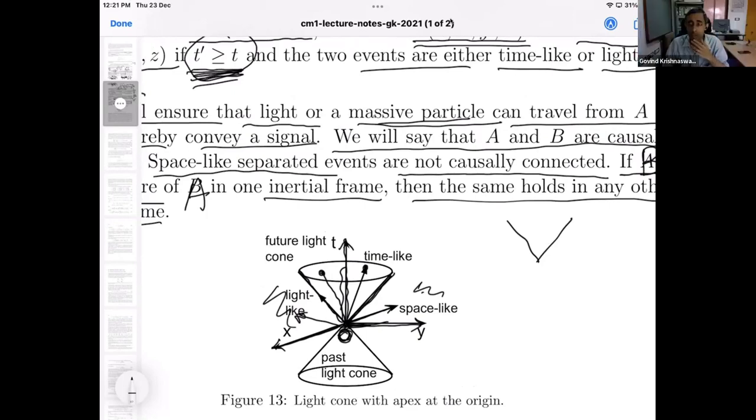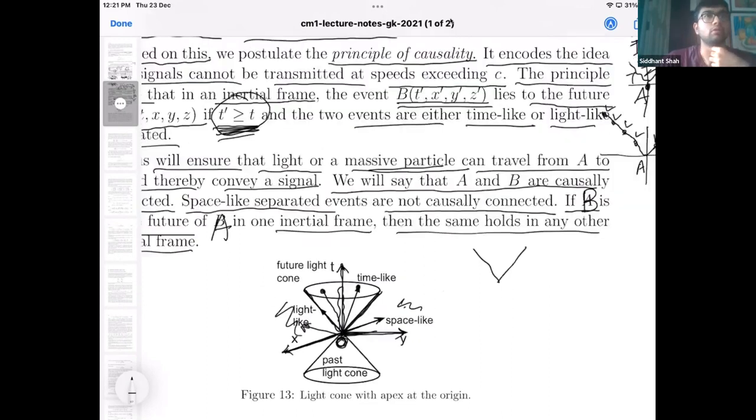Could you just zoom out a little bit? Please repeat yourself, Siddhant. Could you just zoom out a little? Zoom out. Yes. Okay.